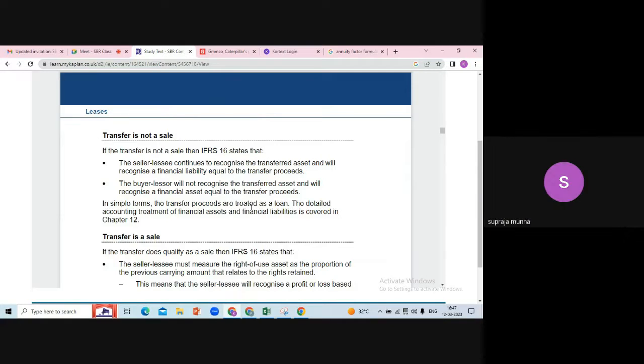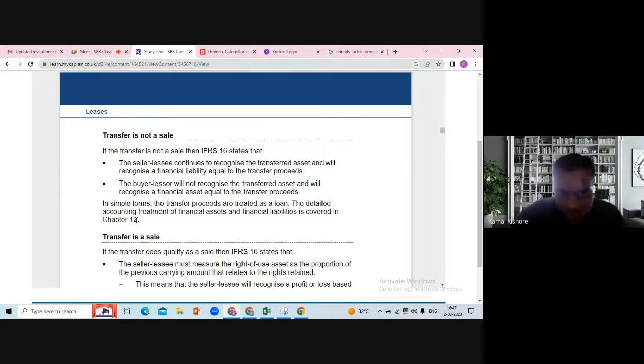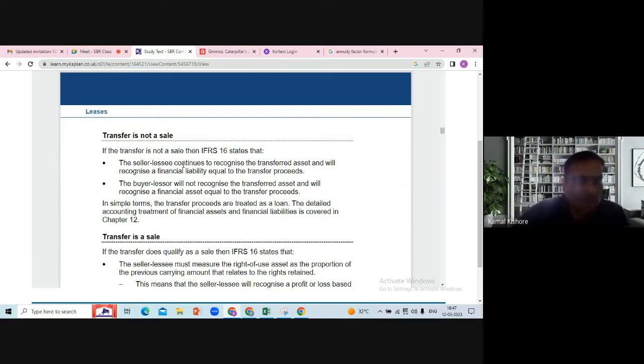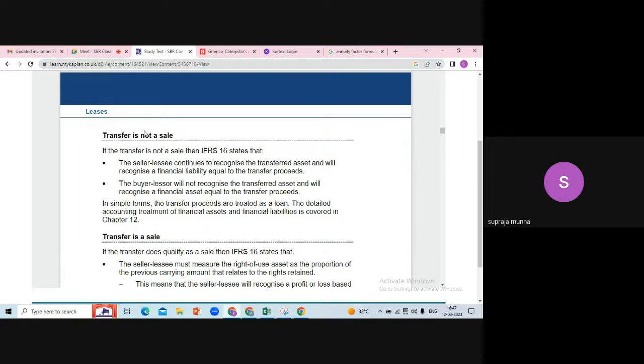Okay, that is where transfer is not a sale. So this is simple actually. Transfer is not a sale. Very simple. You will recognize a financial liability equal to the transfer proceeds. You will not recognize any gain or loss and all. Why? Because the asset is not sold.